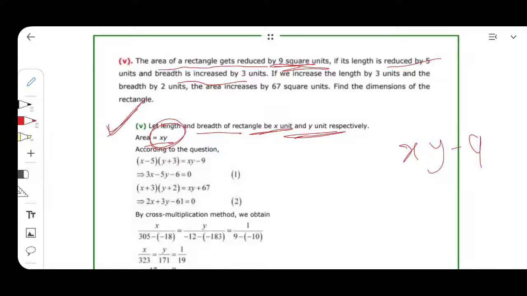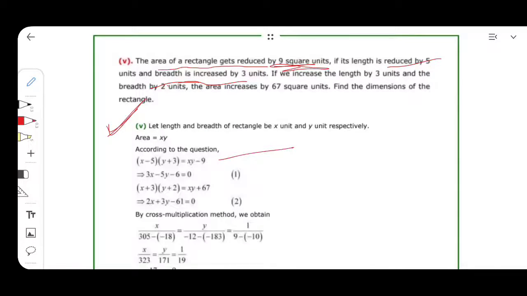When the length is reduced by 5 units, the length x becomes x minus 5, into the breadth, which is increased by 3 units, so y plus 3. That is equal to xy minus 9. So this one is the first condition.